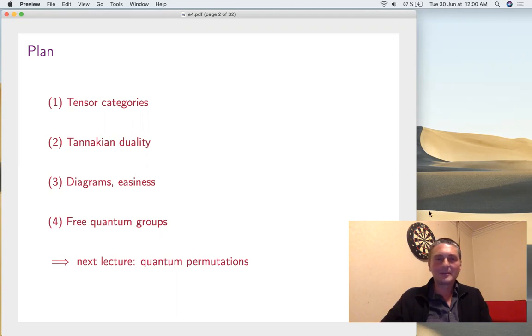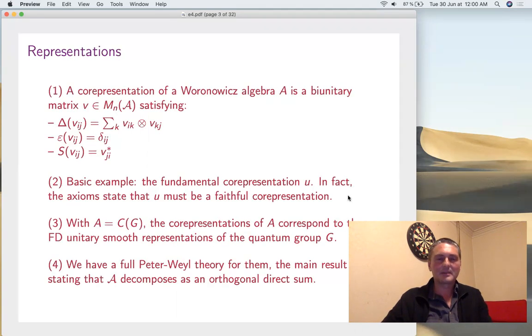Okay, so in order to get started now, we already had these slides for people maybe who didn't attend the last lecture. So what's the idea? Compact quantum groups are what we are interested in. These are given by Woronowicz algebras. These are the axioms, an extremely simple algebra with a biunitary matrix, such that you have Delta, epsilon, S. Important remark: S squared is the identity. That's something that we really love.